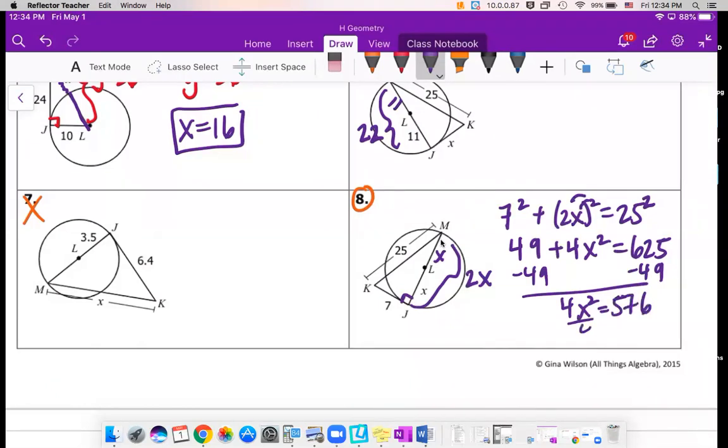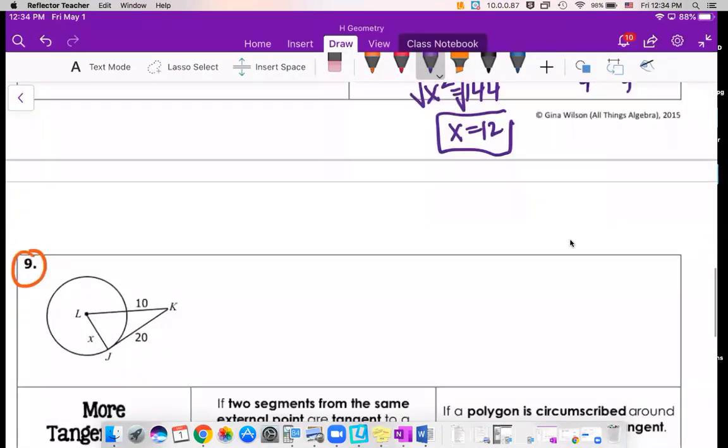Then we're going to divide both sides by 4. So we'll get x squared equals 144. Take a square root, and you'll get x is equal to 12 in this one. So the algebra is getting a little bit more tricky. So just remember when you have something like this where it's squared, it squares both things inside of there. So you're going to get x is 12.